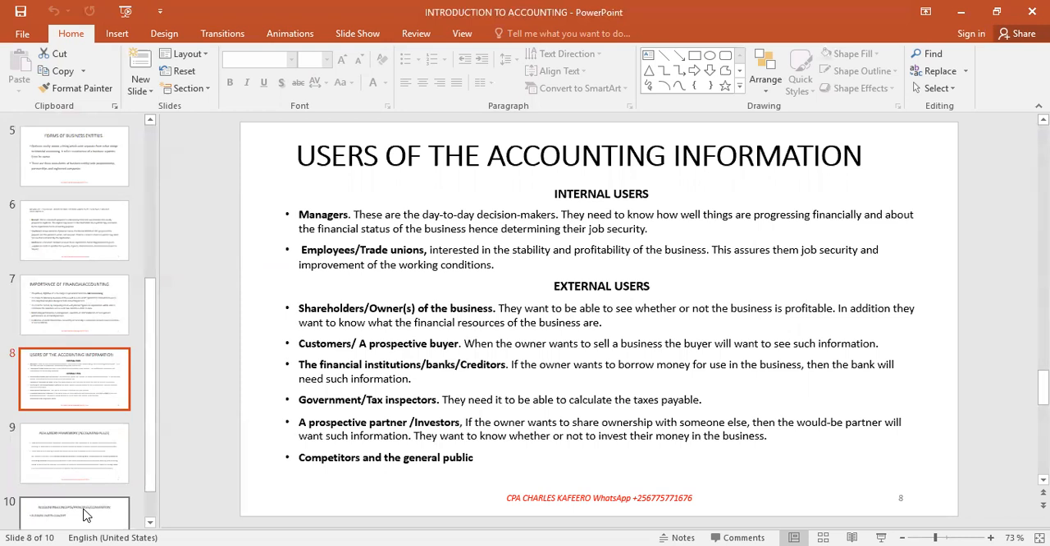For the internal users, those are the users within the organization. They need that accounting information for what? When you are looking at the users of accounting information, we look at them as, say, managers. But what do managers want from this accounting information? We have to find the users themselves and their interest in the accounting information. So when you find a question asking about the users of accounting information, don't just give managers and stop there. What do managers want from the accounting information? Their interest. That's why for internal users, we have the managers.